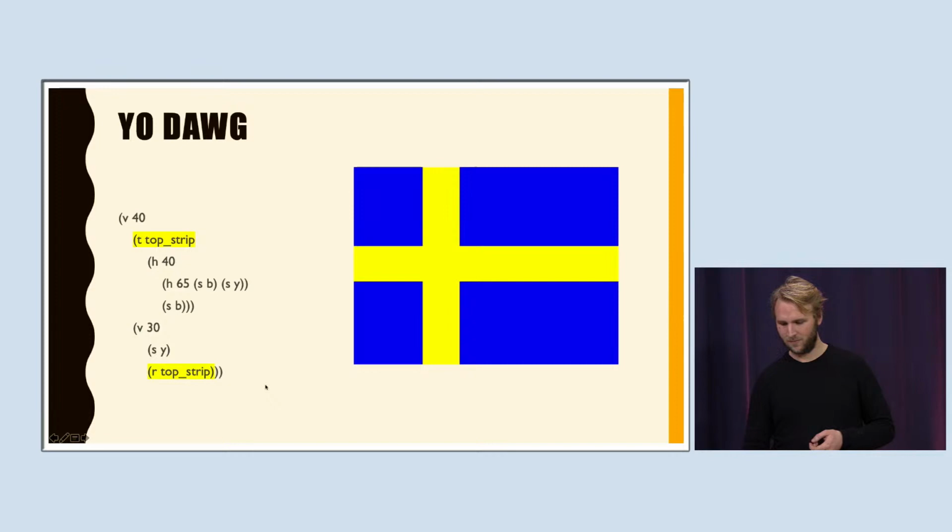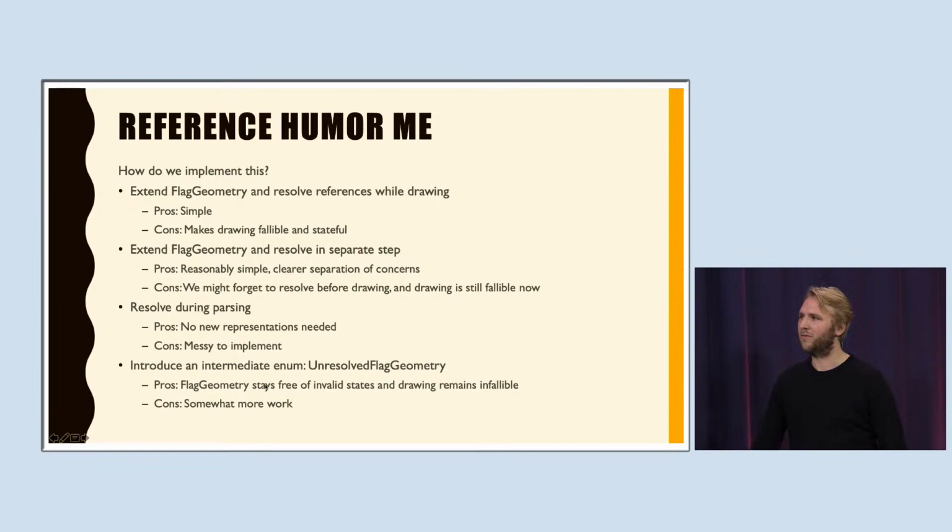So how, thinking about it, would we implement that? It's not conceptually very hard. We just need to resolve the reference in some way. We could extend our flag geometry with two new variants and resolve it as we draw. But that would make drawing stateful and, more significantly, fallible. We could add another function for resolving a geometry tree, but if we accidentally draw something without resolving it first, the drawing would still fail. And resolving references during parsing is also messy.